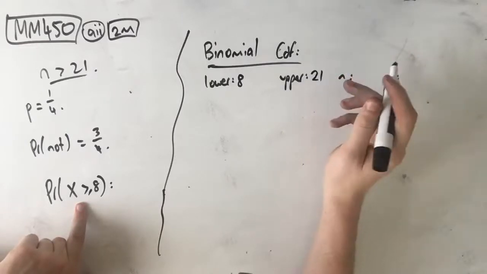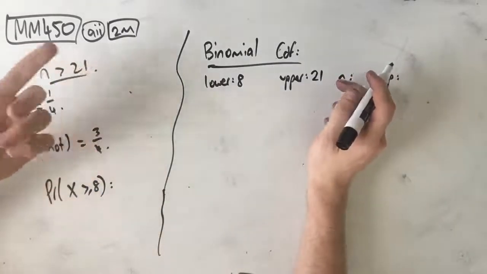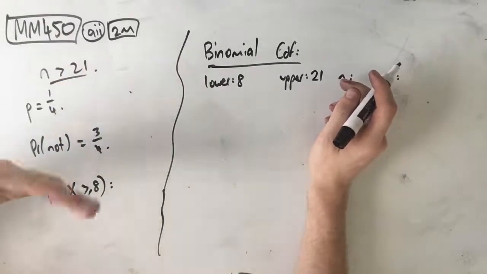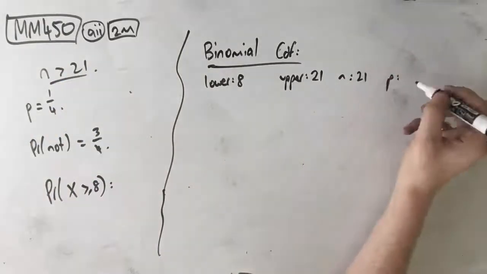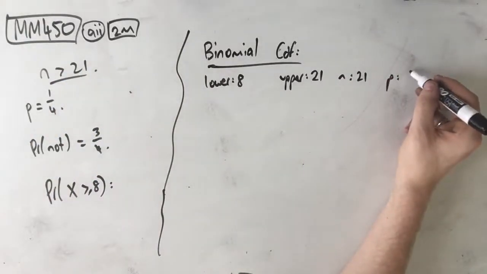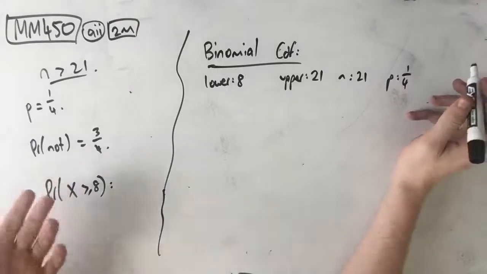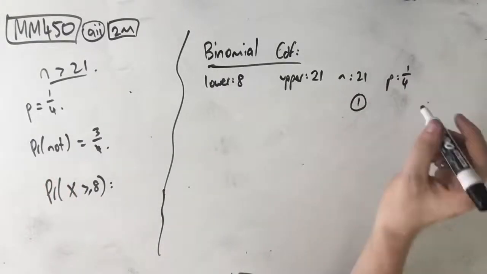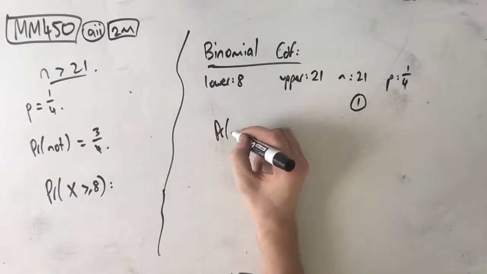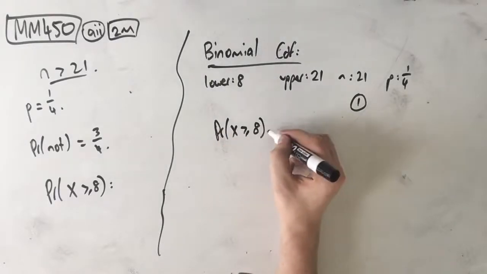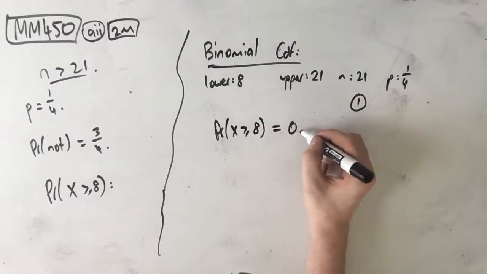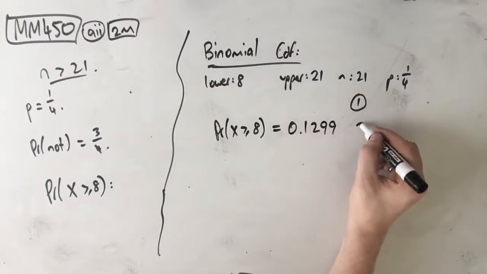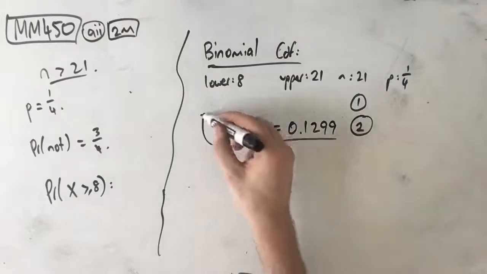Because our n is 21, we can't have any more than 21 because it's saying the first 21 students surveyed. So 21 is n as well. And the probability that any student owns a dog is 1 in 4, right? The question tells us that. So this is our first mark. Subbing this into our CAS and clicking enter, we get 0.1299, which is our second mark.